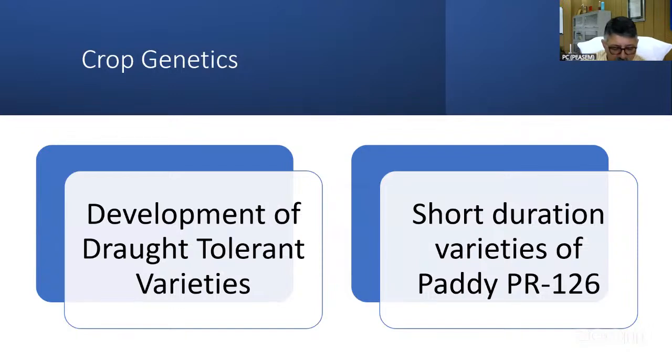Then, of course, crop genetics. That is also development of drought-tolerant varieties. That is another thing which we can develop, and of course we can save on water. And then short duration varieties of paddy. This is another innovative thing, like PR 126. Normally, PUSA 44 takes around 140 days to harvest, but PR 126 takes around 100 days to harvest, almost 40 days less, and that ultimately results in lesser water consumption.